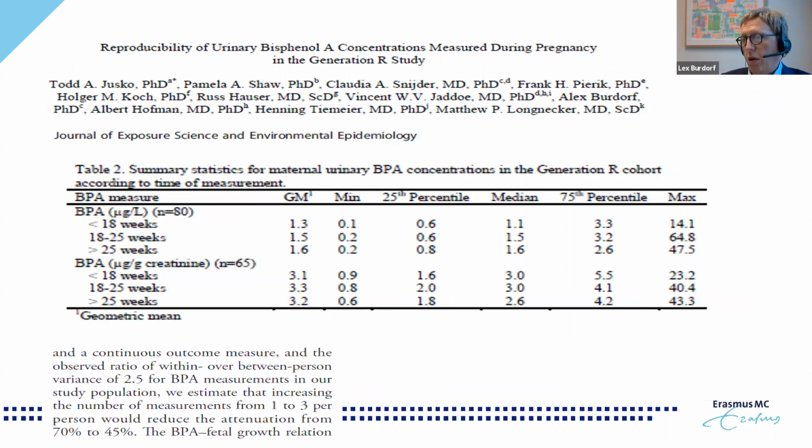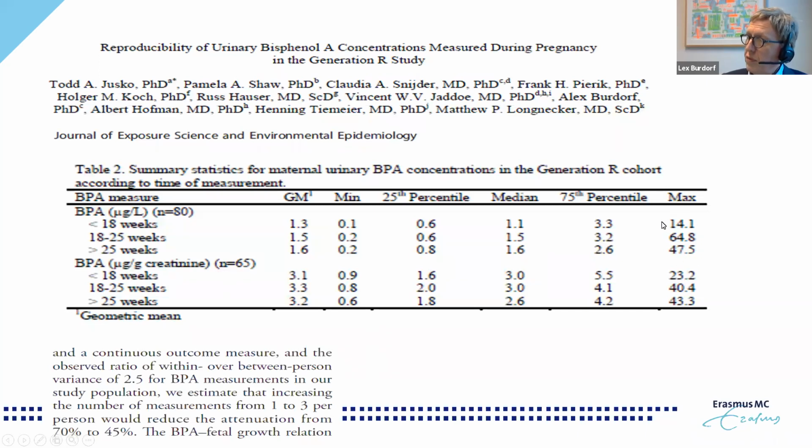So typically what happened, this was the paper with the exposure distribution. I'm not going into too much detail, but indeed, if you look at the minimum values, 0.1, 0.2, 0.2, and the maximum values, there is a huge variation.